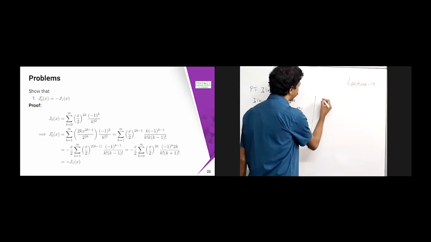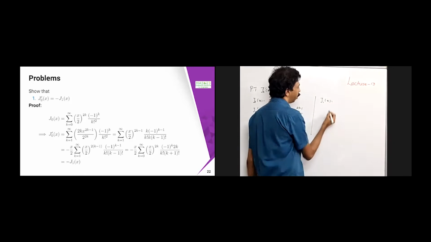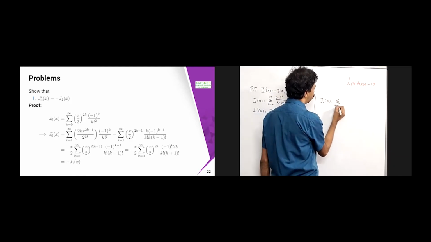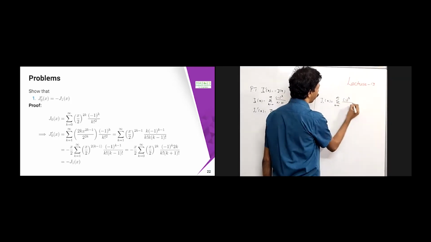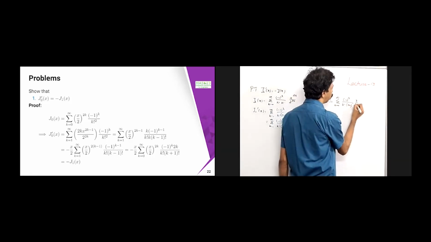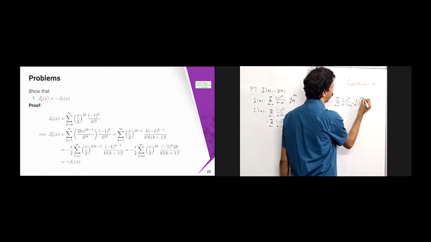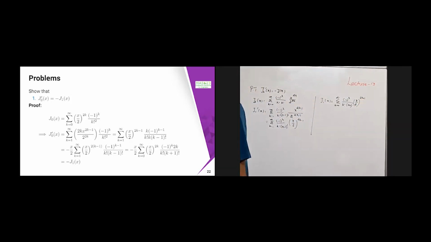Now what is J1 of x? J1 of x is nothing but summation k equal to 0 to infinity, minus 1 power k divided by k factorial into k plus 1 factorial, into x by 2 power 2k plus 1. This is my J1 term. Now here I have an almost similar term, but it starts from k equal to 1. So wherever k is there, replace it with k plus 1, and then see whether you get the answer or not.